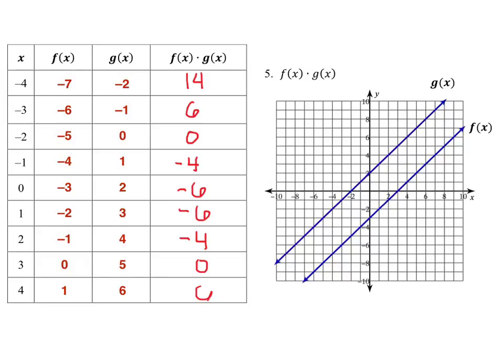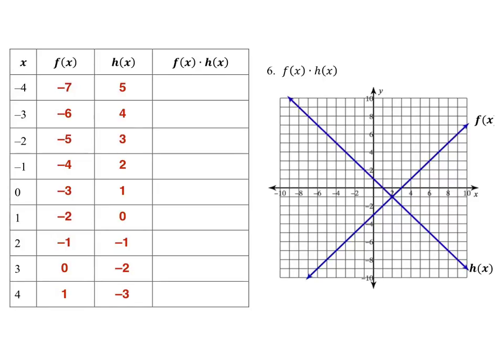When x is negative 3, y is 6. When x is negative 2, y is 0. When x is negative 1, we're at negative 4. And then a negative 6. Negative 6, negative 4, 0, and 6. And then connect. This gives me a nice parabola. I redraw that. There we go.